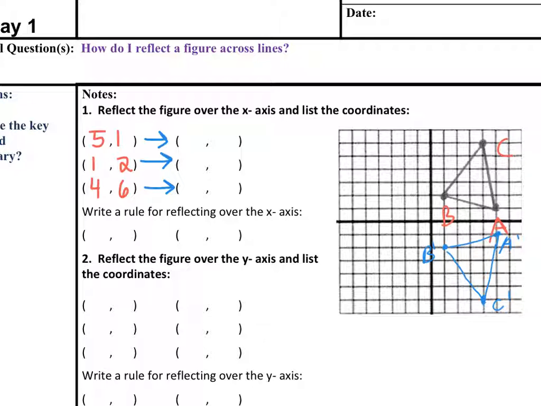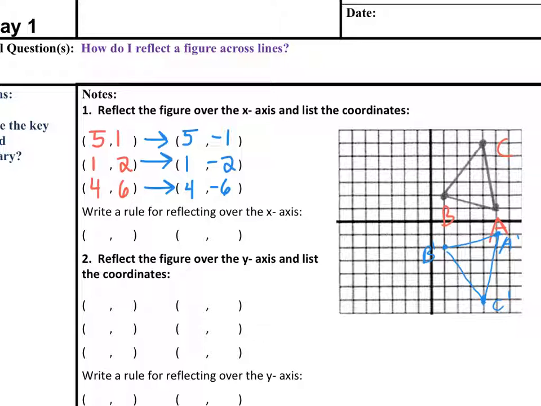Okay, let's write our new points. 5, 1, what did that turn into? 5, negative 1. Oh, wow. Okay, 1, 2 turned into 1, negative 2. And 4, 6 turned into 4, negative 6.